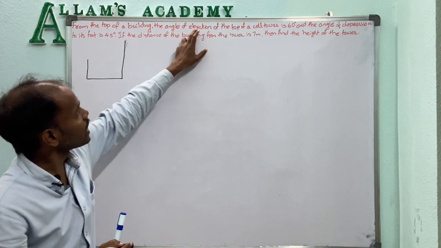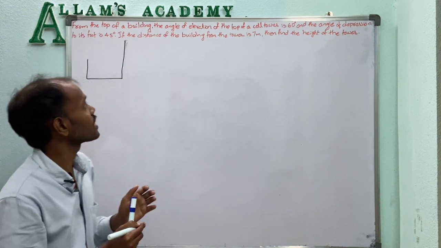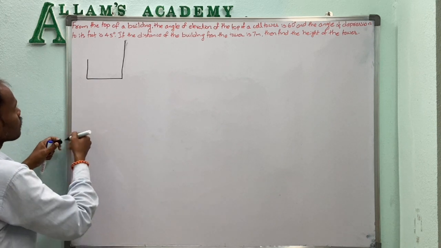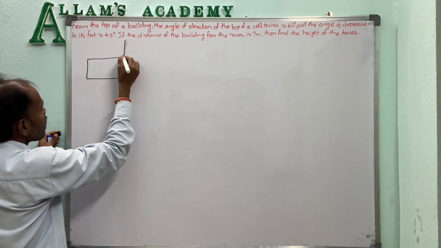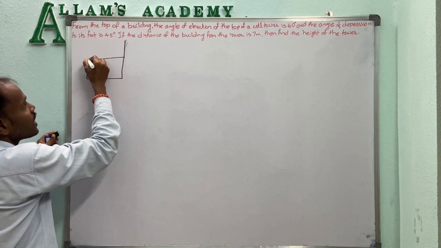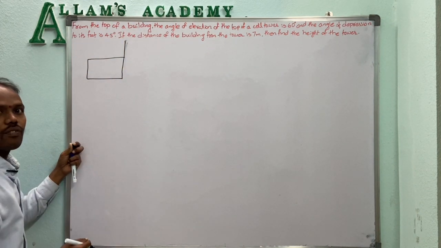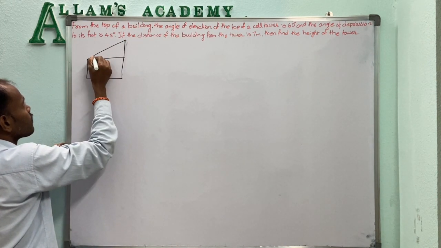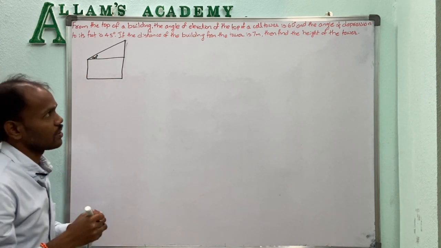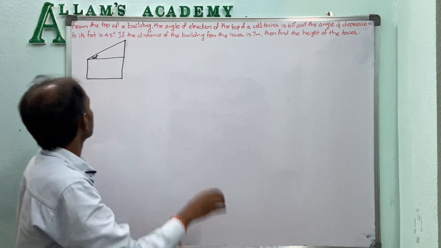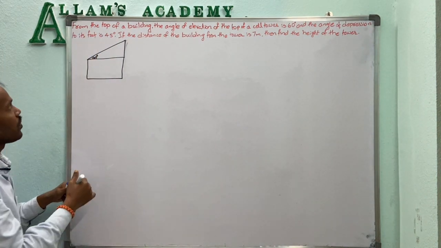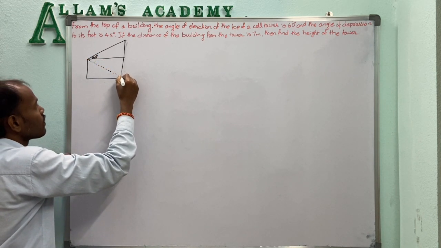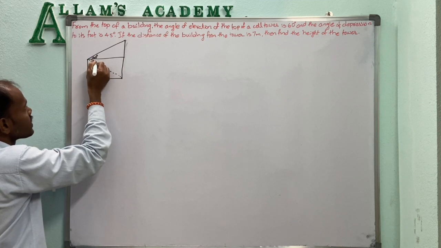The angle of elevation of the top of the tower is 60 degrees, that is from the top of the building. So now if we join this point from the top of the building to the top of the cell tower, we get the angle of elevation of 60 degrees there. Next, the angle of depression to its foot is 45 degrees, from here to the foot of the tower, observing at 45 degrees.